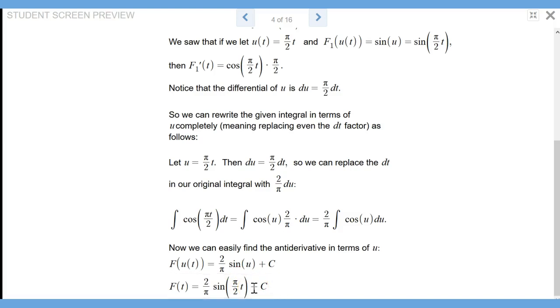So what we did here was made sure we replaced every part of the original integral to make it in terms of the new variable. So we can't just look at the function, we also need to look at that differential and get the new differential in terms of the old, or the old differential in terms of the new, depending on how you look at it.